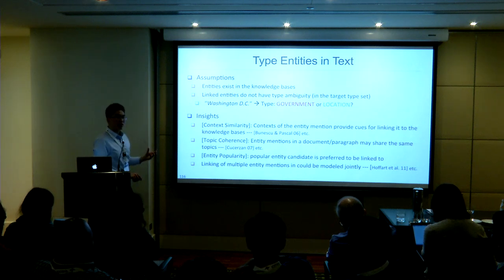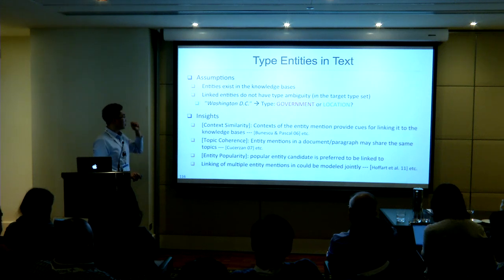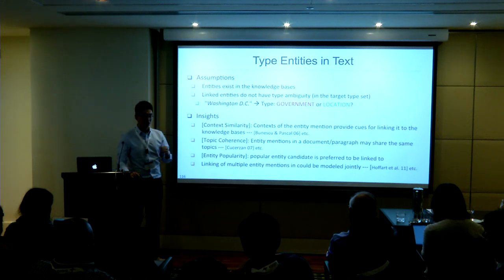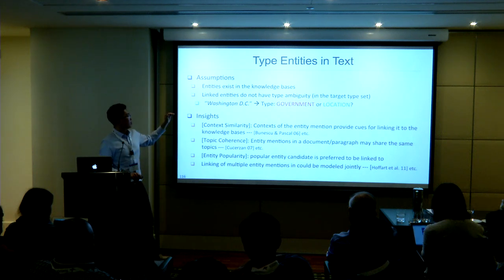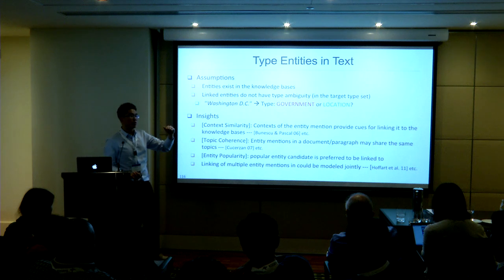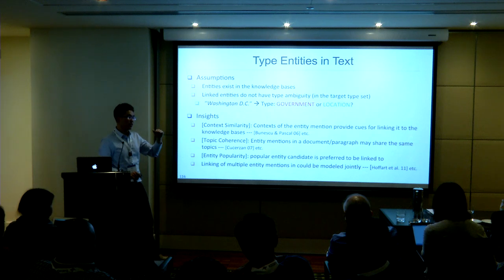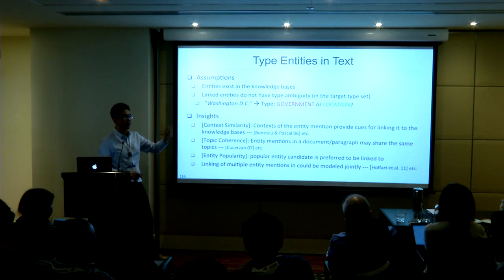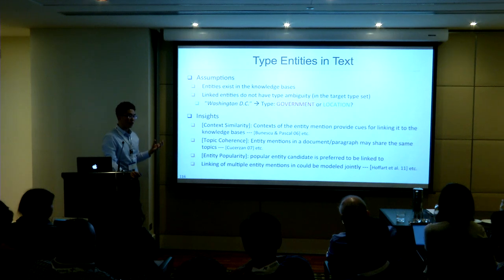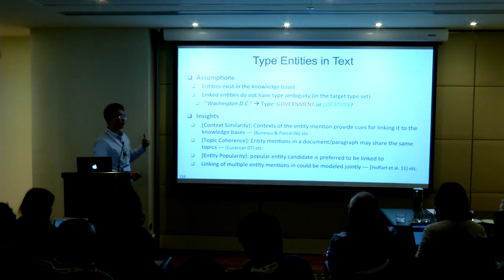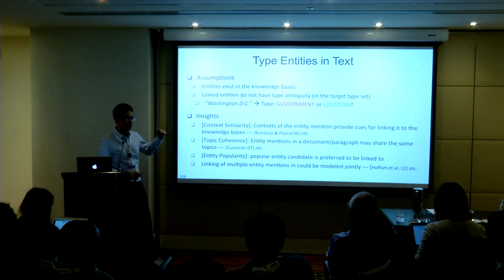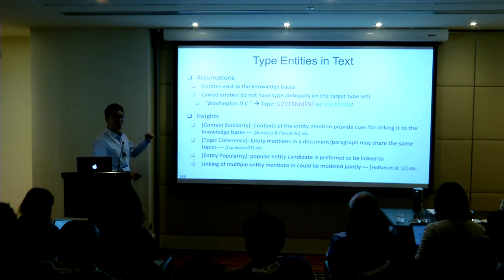So when you try to use entity linking techniques to do entity typing, you are actually assuming that the linked entity does not have type ambiguity in terms of the target type set. For example, if you link Washington DC to the city entity in Freebase, you find out that this Washington DC entity actually has a lot of different types, including government or location. So which one is exactly the one you're trying to refer to under a certain context? That's actually a pretty challenging problem, and it should be studied independently of these entity linking techniques. So if you want to use entity linking techniques, you have to make sure that the linked entities do not have type ambiguity in terms of the target type set. Otherwise, you need to handle this part by yourself.